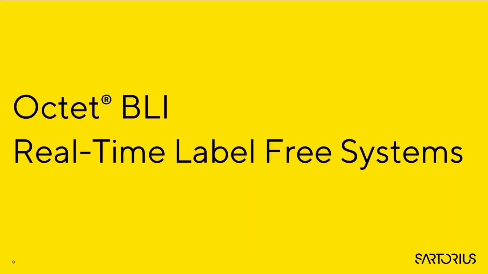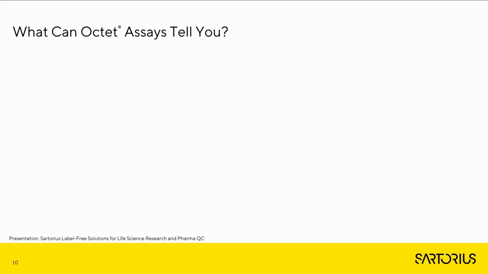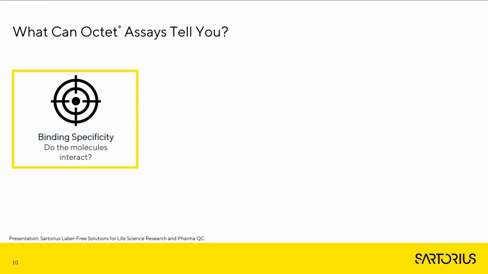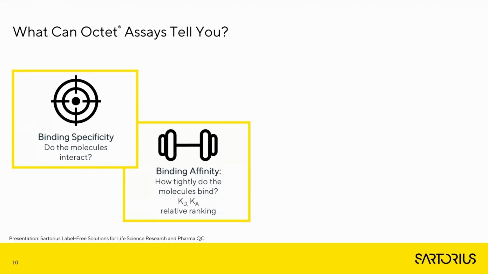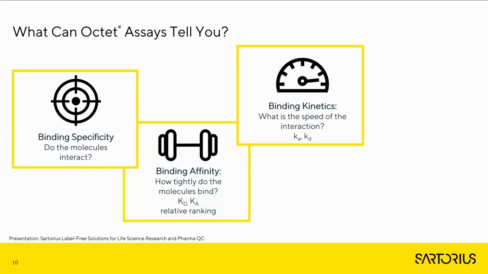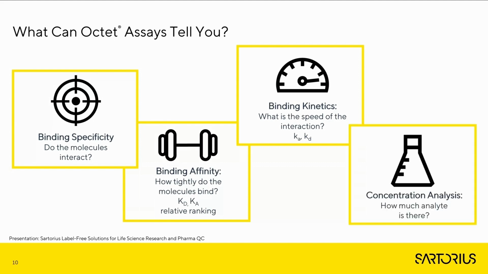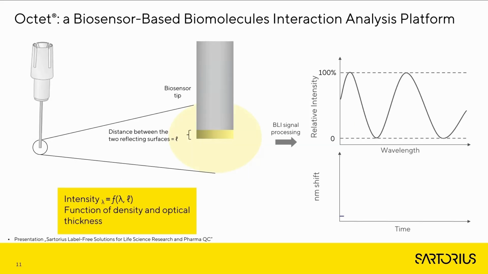Now I will give you an overview of Octet BLI real-time label-free systems. During Octet assays, you will get the binding specificity: do molecules interact? Binding affinity: how strong is the binding? Binding kinetics: how fast is the interaction? And concentration analysis: how much analyte is there?